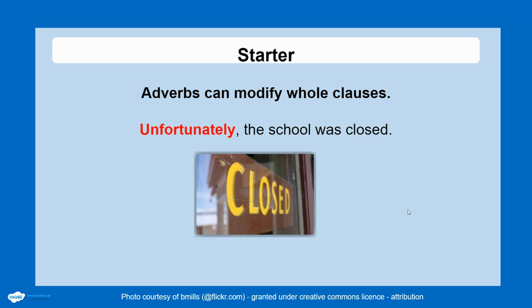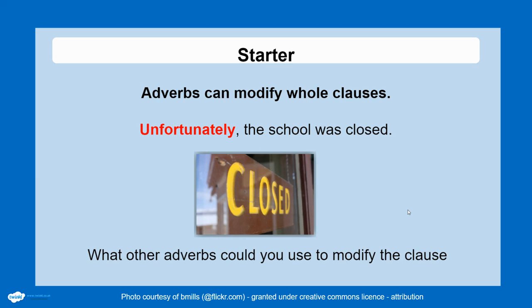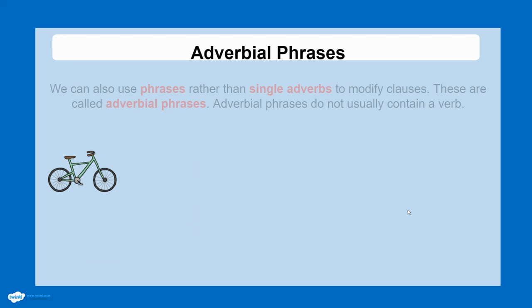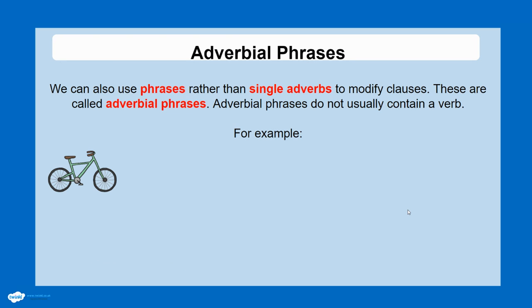As well as that, we know that adverbs can modify whole clauses. So, for example, unfortunately, the school was closed. You could also think about what other adverbs you could use to modify clauses. Could you think about modifying the following adverbs? The school was closed.